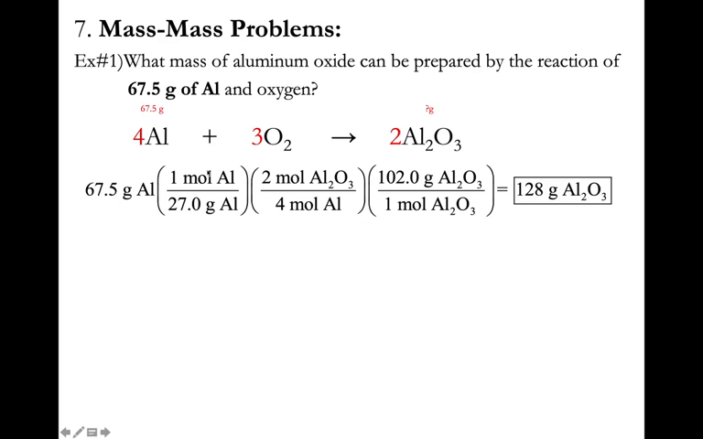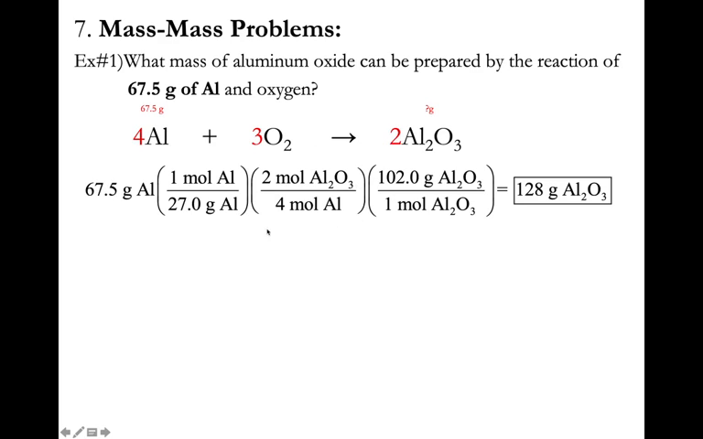Now that I know how many moles of aluminum I have, I'm going to use the coefficients from the balanced equation to convert from moles of what I know, which is aluminum, to moles of what I want to figure out, which is my aluminum oxide. So I'm going to divide by 4 moles of aluminum and then multiply by 2 moles of aluminum oxide. Again, where did this 2 and 4 come from? It came from my coefficients here in the reaction.